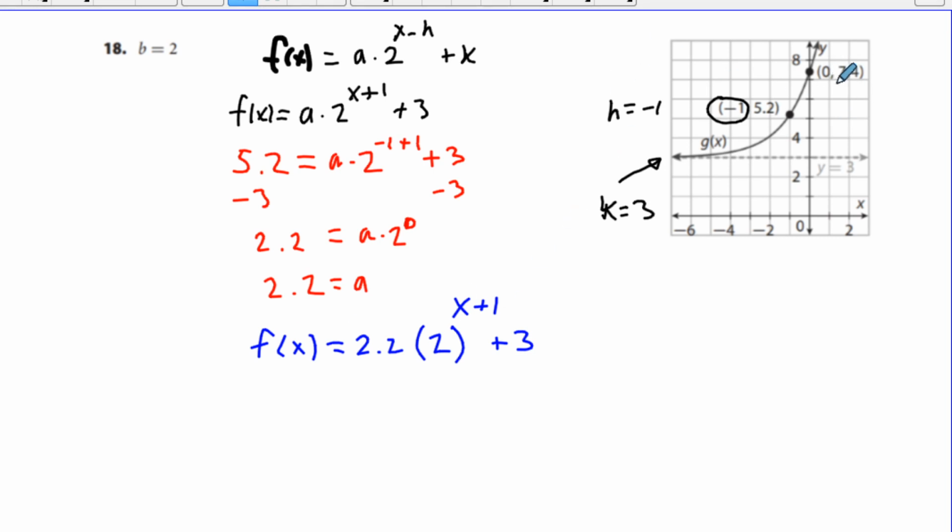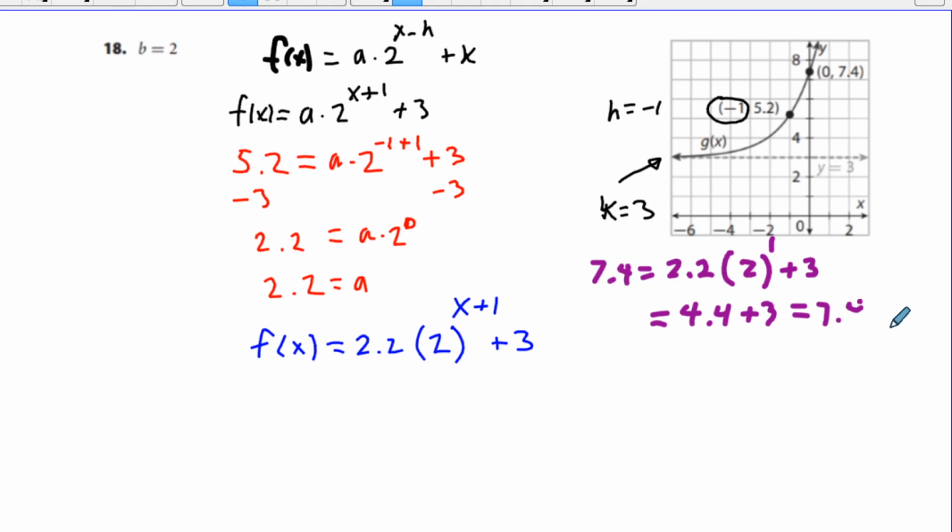Now the only thing, a couple things to do left, we're going to substitute in our other reference point to see if it works out. And so we have 0, 7.4. So I'm going to put here 7.4 is equal to 2.2, and we're just seeing if this works out, times 2 to the power of 0 plus 1, so that's going to be 1, plus 3. And we'll just continue working on the right side. We have 2.2 times 2, which is 4.4, plus 3 equals 7.4. Check. So this is going to be a valid function for us.